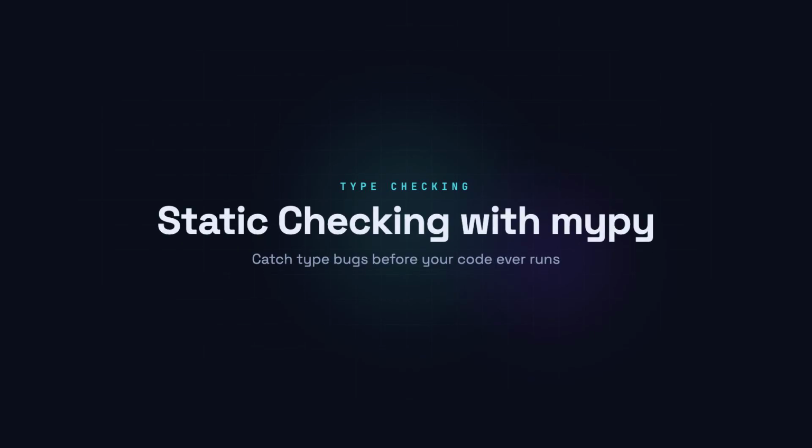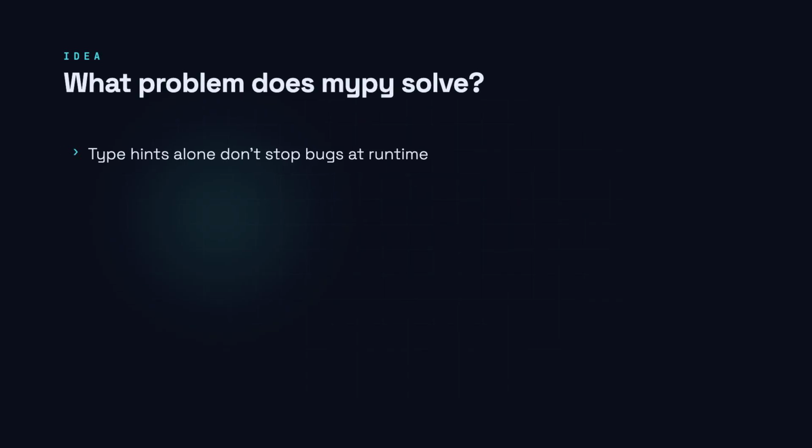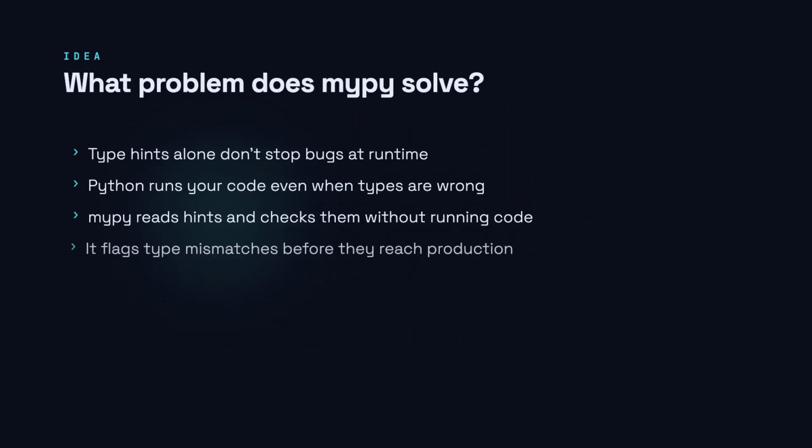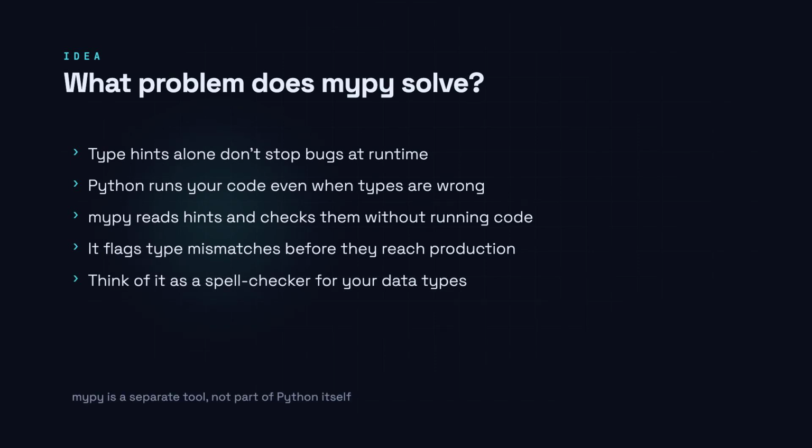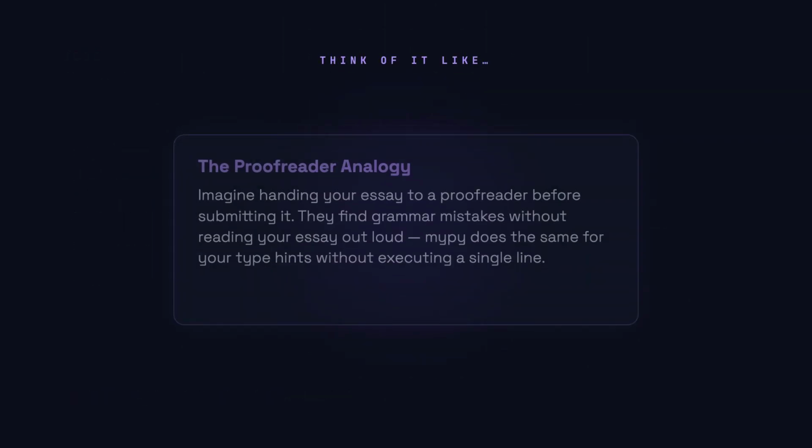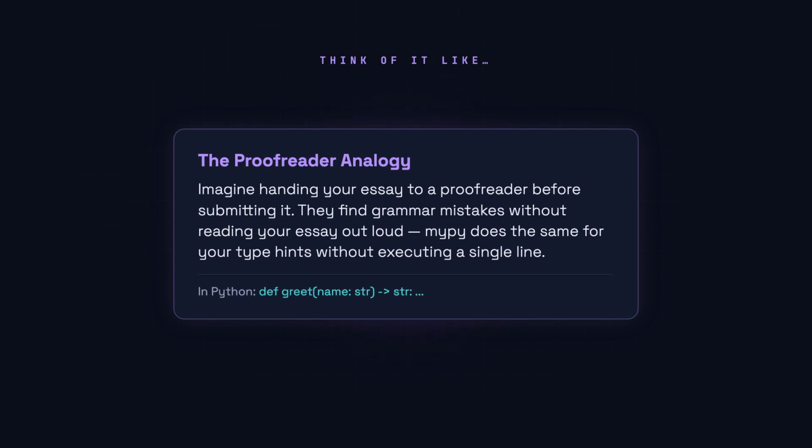In this video we'll explore mypy, a tool that reads your type hints and warns you about mistakes before you even run your program. Python type hints are just labels. Python ignores them when it runs your code. mypy is a separate tool that reads those labels and catches mismatches, so bugs never make it to your users. A proofreader spots errors by reading, not by performing the essay. mypy reads your type hints the same way, catching mistakes silently before anything runs.